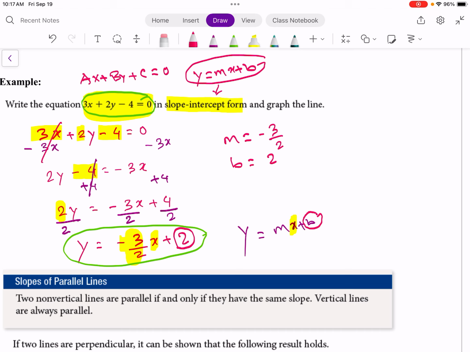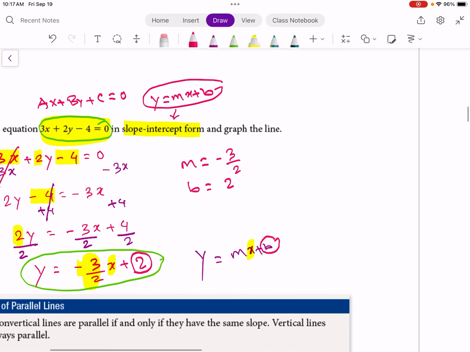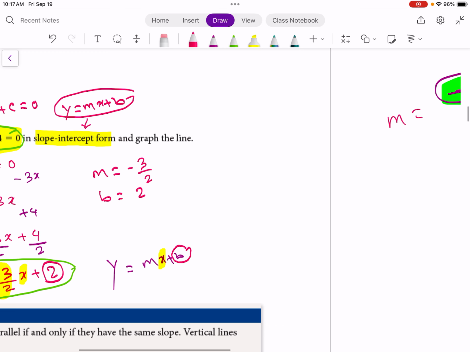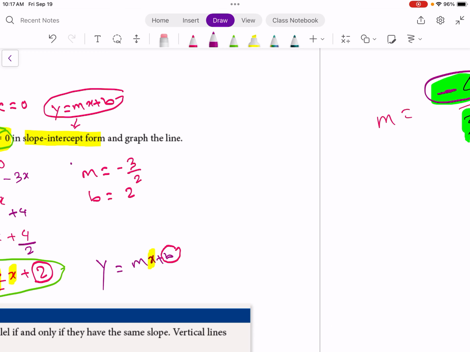But make sure to have your equation in slope intercept form before you find m and b. You can't compare this general form with the slope intercept form. So rewrite your equation in slope intercept form. Then once you have that, the coefficient of x is the slope and b is the y intercept. Now let's use this information to graph this straight line.